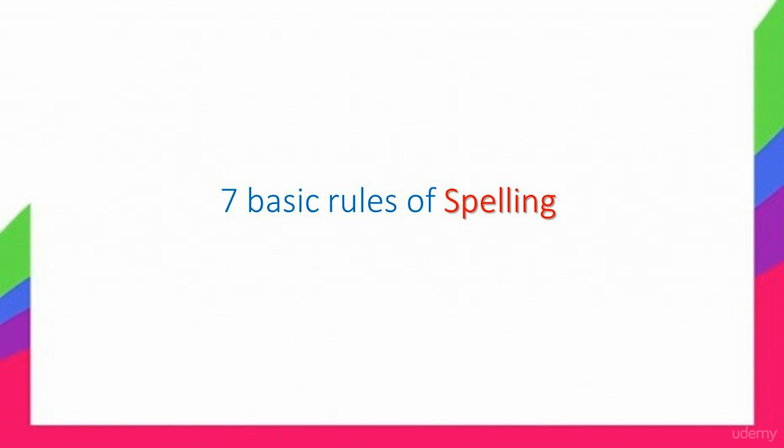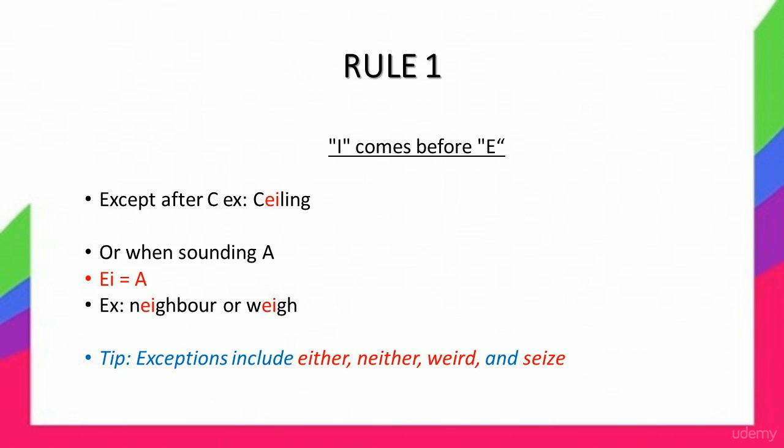So here are 7 basic rules of spelling. Rule number 1. Remember I before E. Remember that the letter I comes before E except after C, or when sounding like an A, as in neighbour or way. There are, however, some exceptions that include either, neither, weird, and seize.